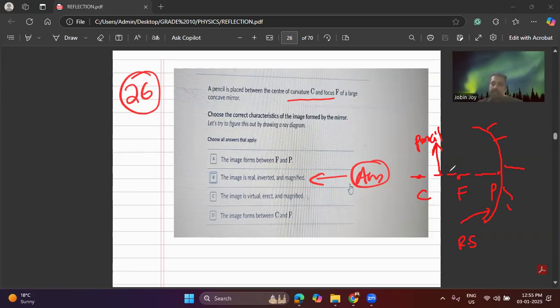We will be getting the image in front of the mirror, so it is real. We will be getting the image below the principal axis, so it is inverted. If the object is at C, we will be getting the exact size. If the position of the object is between C and F, or between F and P, the image will be enlarged, that means magnified. So the correct answer is: the image is real, inverted, and magnified.